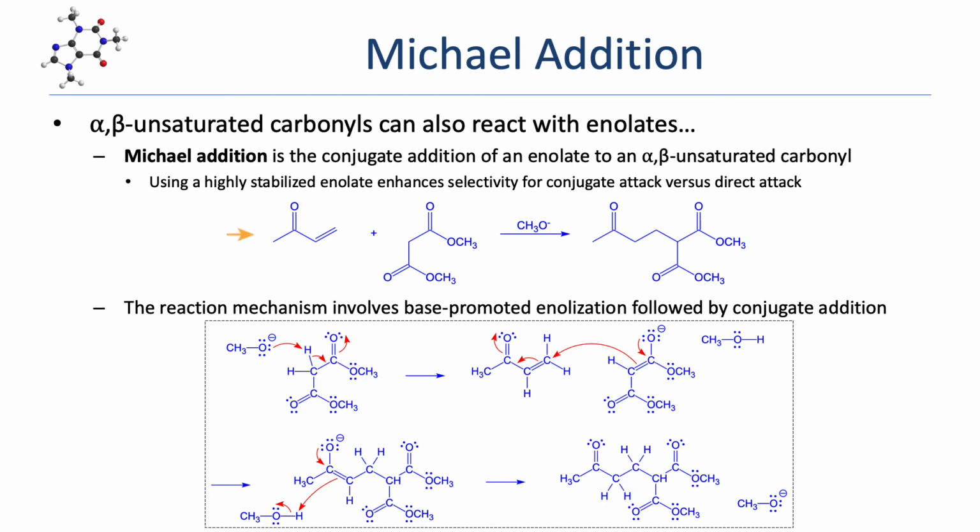In the example, we see 3-butene-2-one undergoing Michael addition with dimethyl malonate using methoxide as the base. The reaction mechanism is simply a base-promoted enolization followed by conjugate addition. In the first step, the base removes one of the acidic methylene protons from the dicarbonyl. The resulting enolate then attacks the beta carbon of the alpha-beta unsaturated carbonyl. In the last step, the resulting enolate is then protonated on the alpha carbon to give the final product.